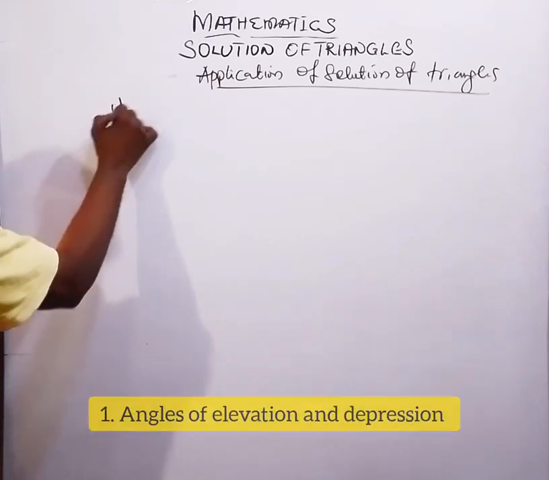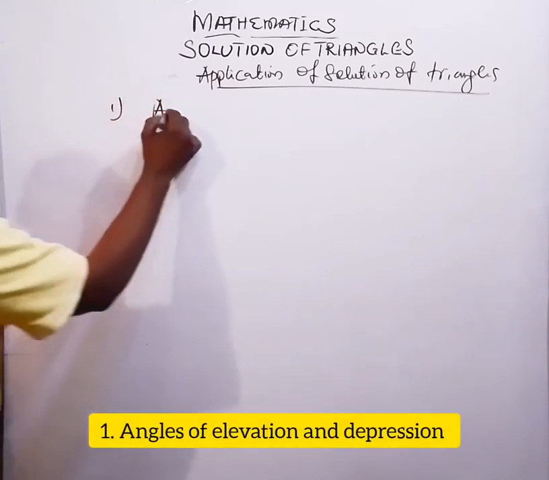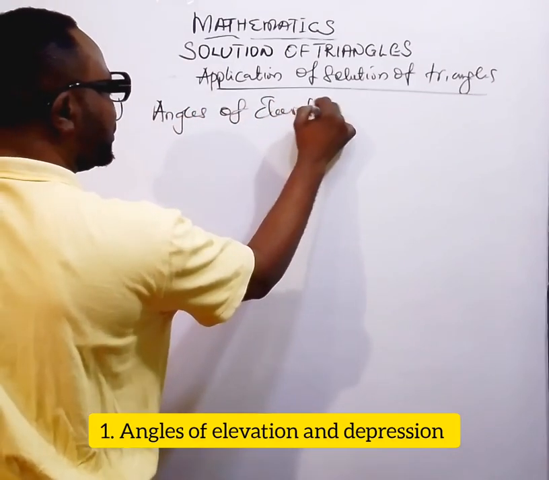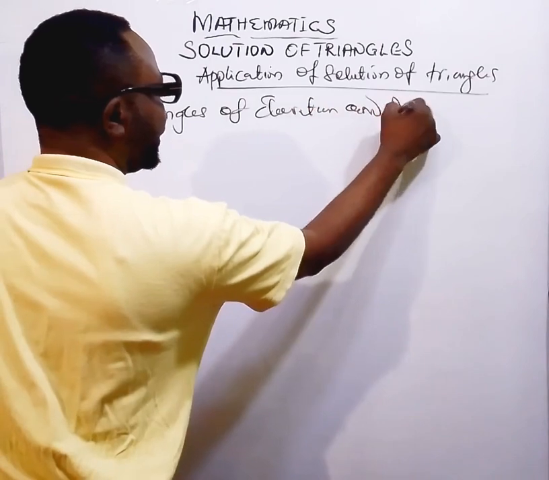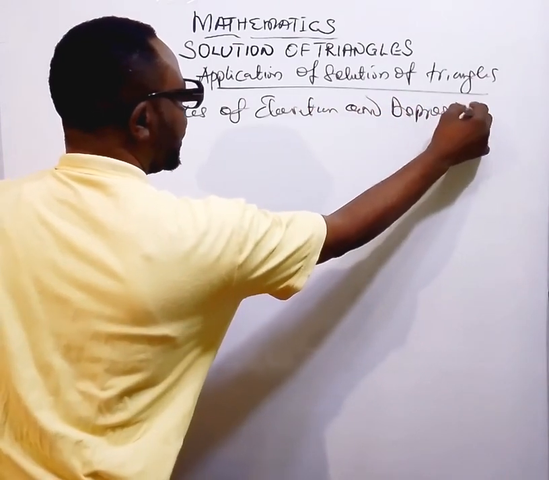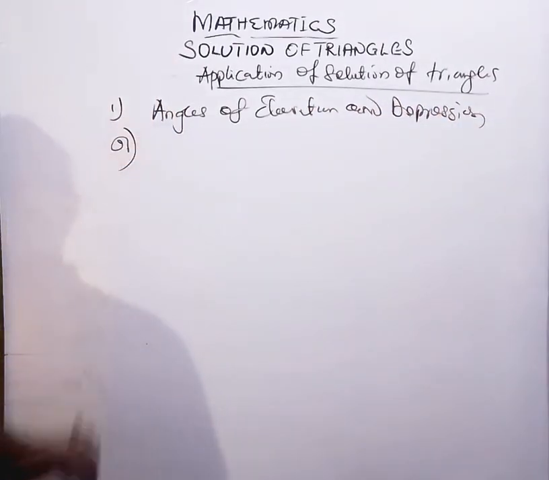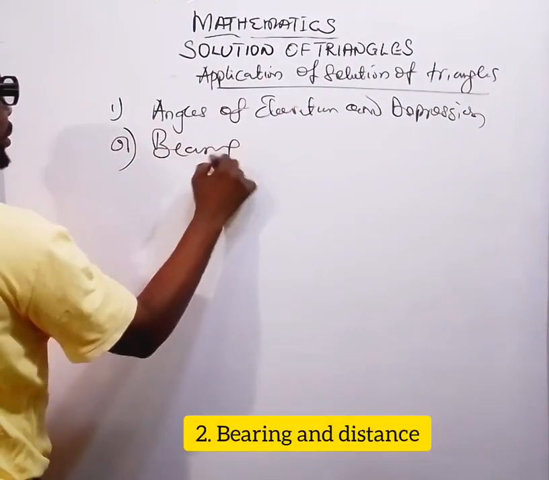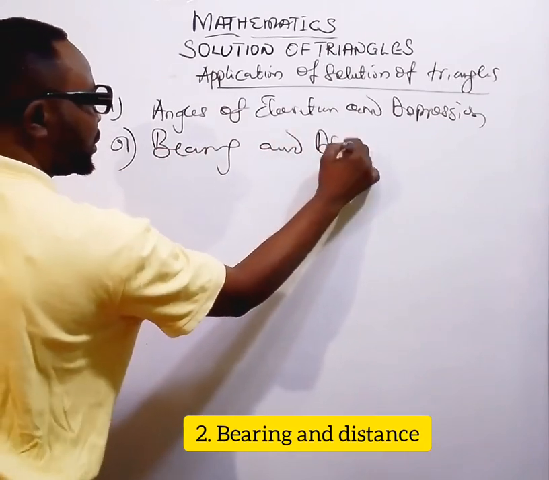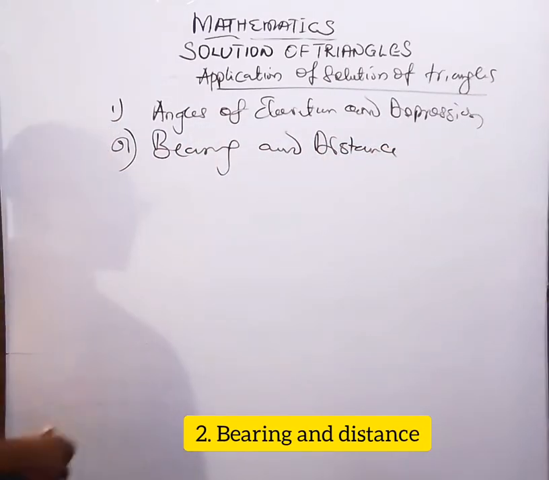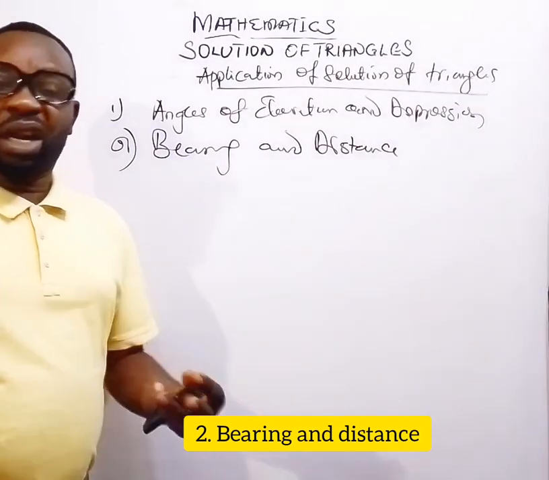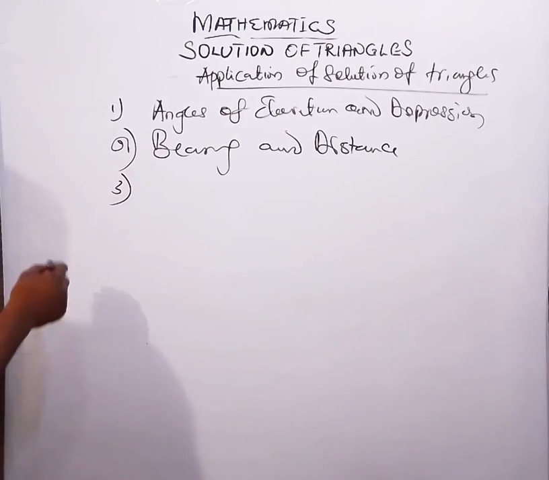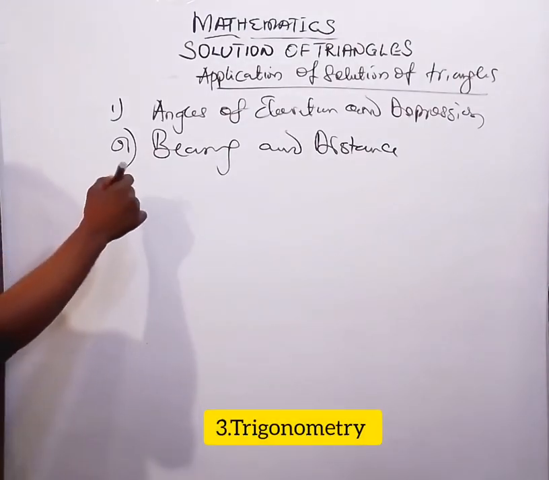The topics are as follows. Number one, we have angles of elevation and depression. We also have another one we call bearing and distance. In this set of topics, you are going to make use of a triangle in solving most of the problems there. Number three is called trigonometry.